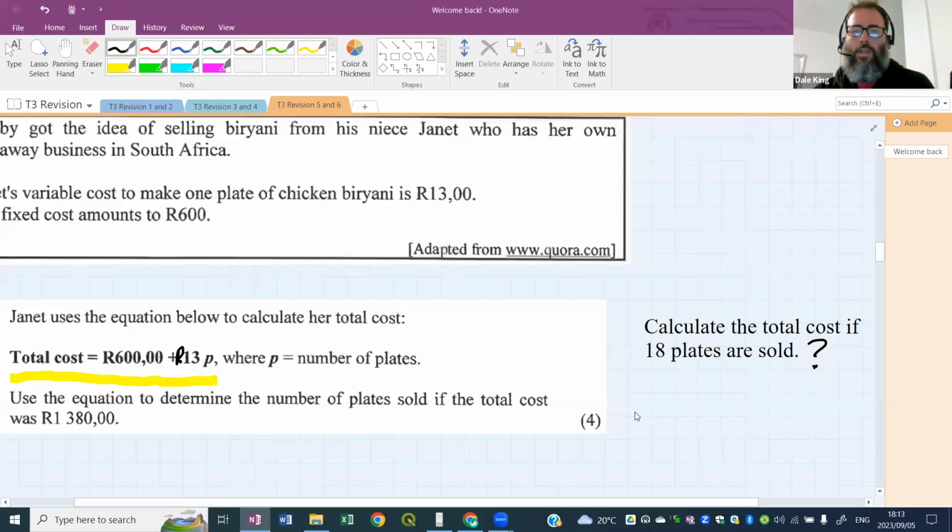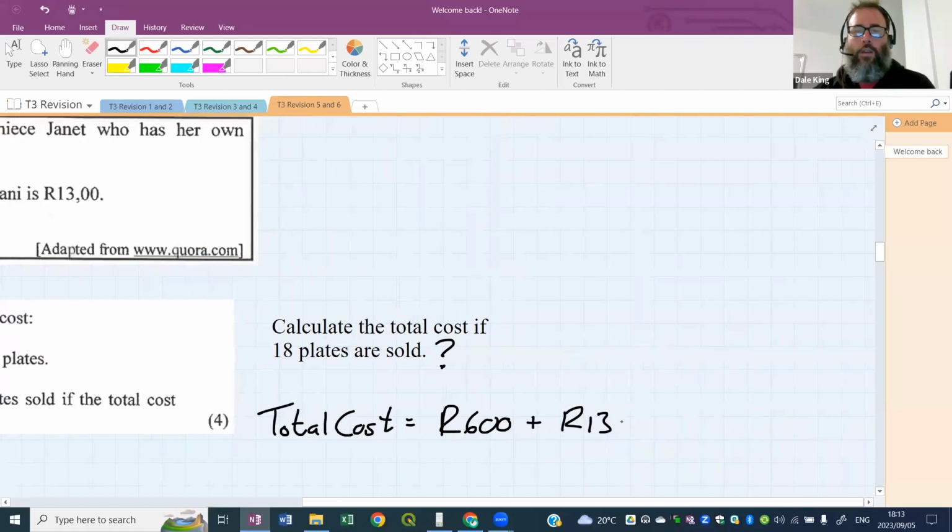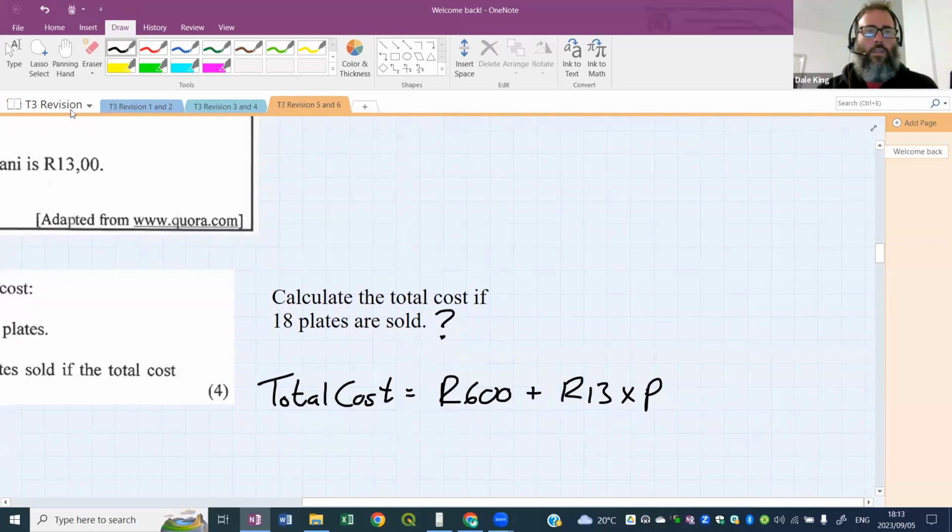Okay, so I'm going to write the word total cost is equal to 600 Rand, which is the fixed cost that doesn't change, plus 13 Rand. And when it's next to P, it means times. So I'll show the times there, so you guys can see it, so there's no confusion. All right, so that's the equation. Yes, that is 13. And then we'll change this P and put in the 18 from the question.